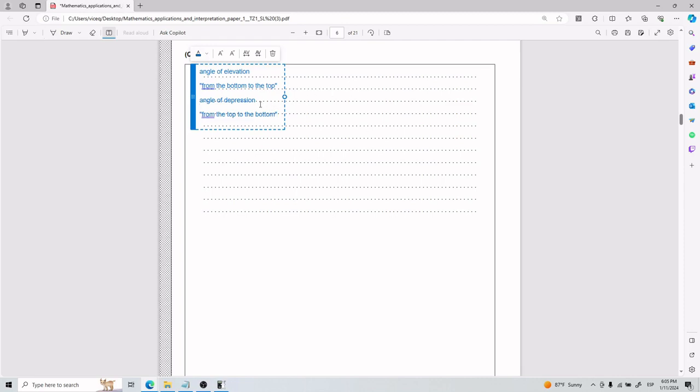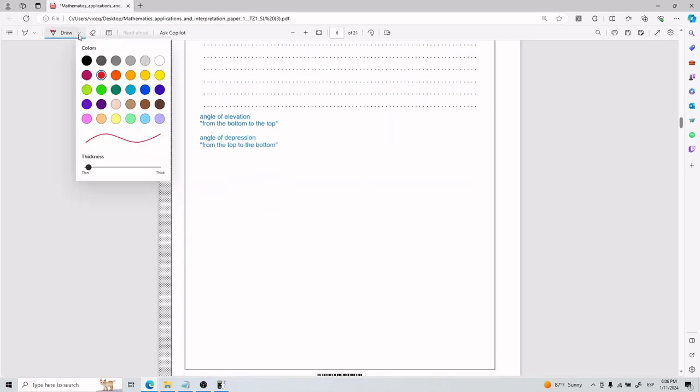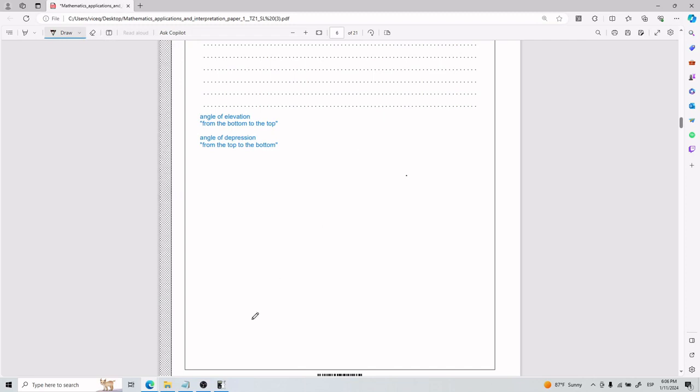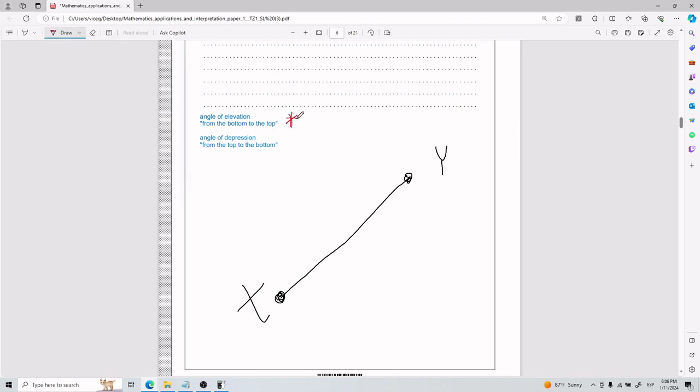Now, for some of you, that is certainly not enough. So, let's say that I have two points, point X and point Y. If I draw a line between these two, there are certain angles that show up. Let's talk about angle of elevation first. I'm going to do it in red.